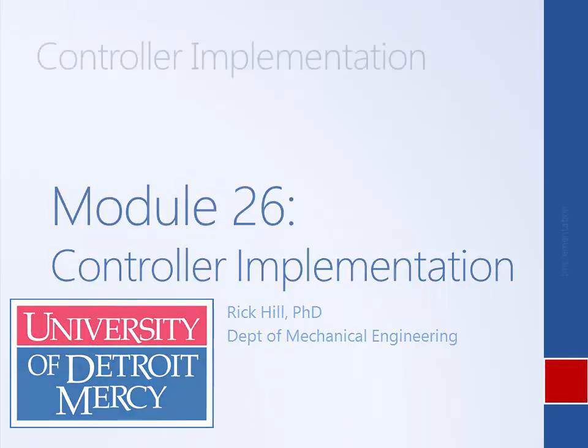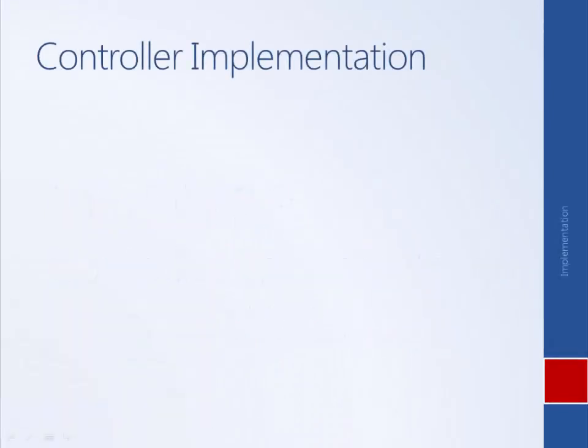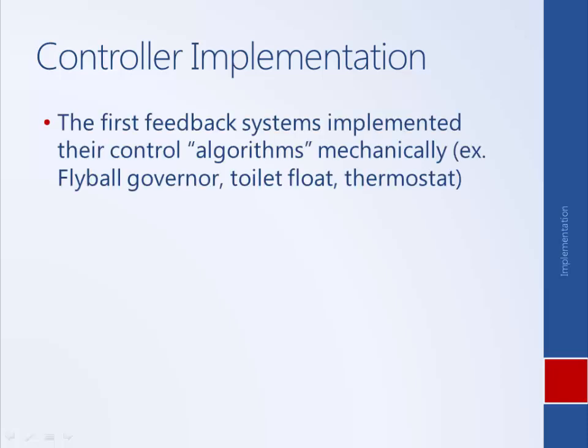At this point, we'll now discuss how to actually physically implement the control algorithms we've been designing. The first feedback systems were implemented mechanically, and so there are examples of this that we still see today, like the common toilet, how there's a float that automatically shuts the valve that fills the bowl when the height of the fluid has reached a certain level.